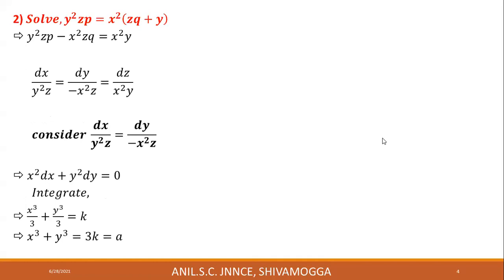Let's consider one more problem. Solve y square z p is equal to x square z q plus y. First, we shall rewrite this equation. y square z p, x square z q. Transform this term to left hand side. That will be minus x square z q is equal to x square into y. Clearly, it takes the standard form.